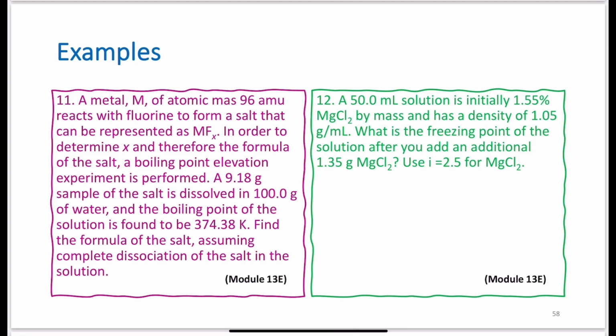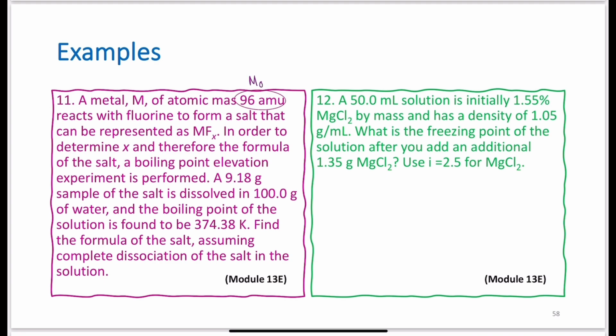What I mean by that is like freezing point to boiling point or something like that. Let's go ahead and think our way through this example. We have a metal, M, that has an atomic mass of 96 AMU. Right away, I know what metal that is because I can look at the periodic table and I see 96, and I know that that is molybdenum.